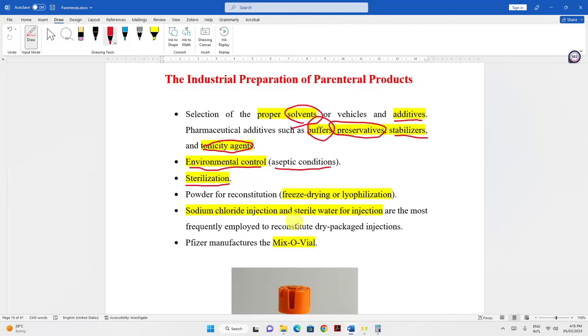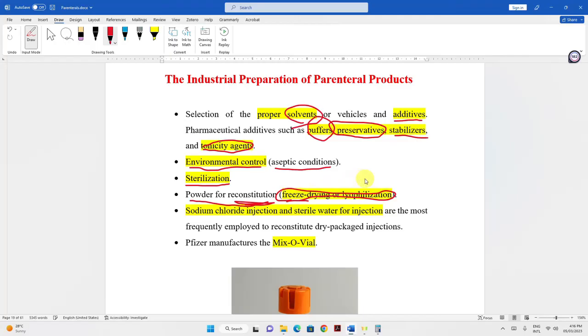Another thing which we already talked about before is that if the powder that we have is for reconstitution, in this case we usually prepare the powder using freeze drying or lyophilization.